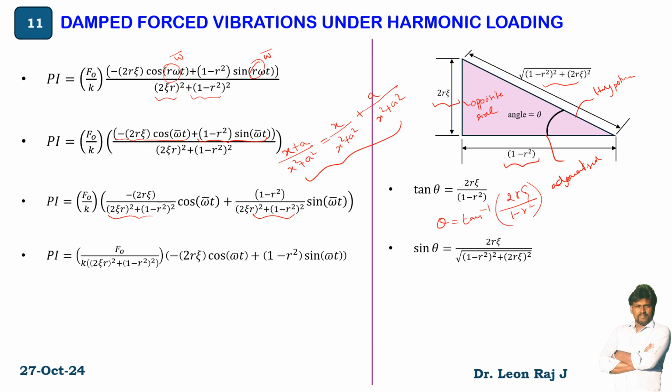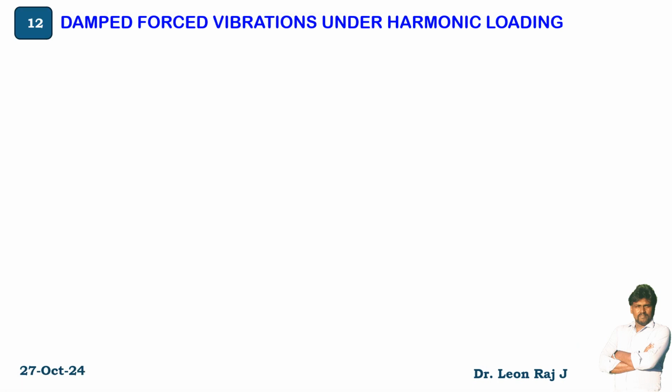So sin theta is equal to 2 r xi divided by the hypotenuse, that is opposite side by hypotenuse. So this is the opposite side and this is the hypotenuse. So cos theta is equal to adjacent side by hypotenuse. Here the adjacent side is 1 minus r square, divided by square root of (1 minus r square) whole square plus (2 r xi) whole square.